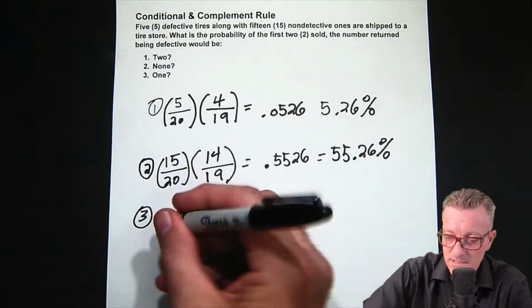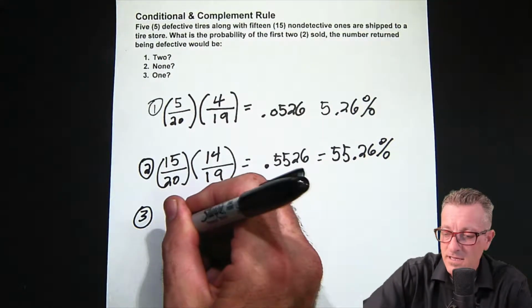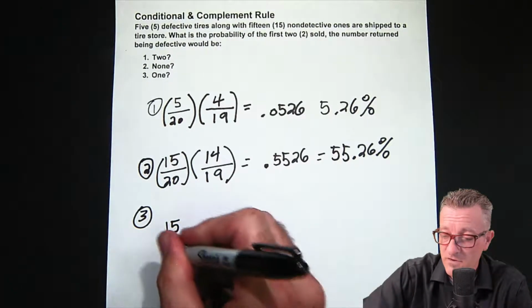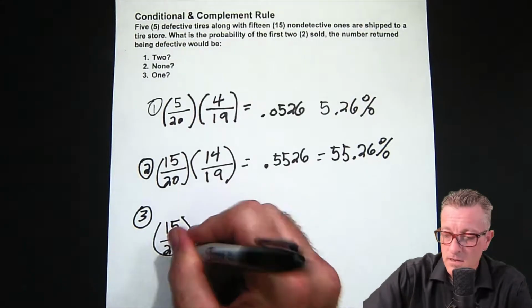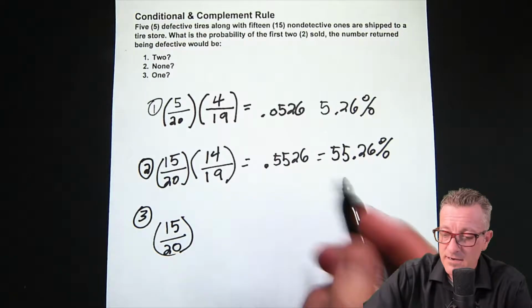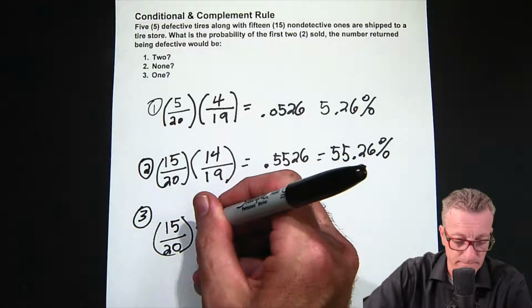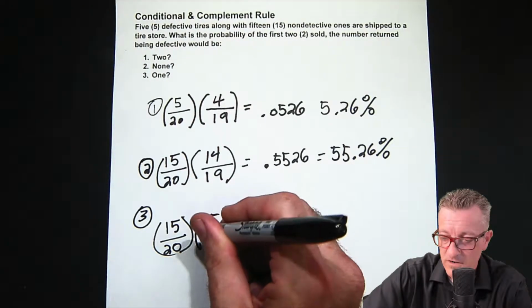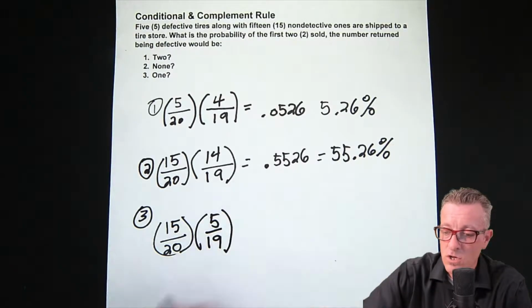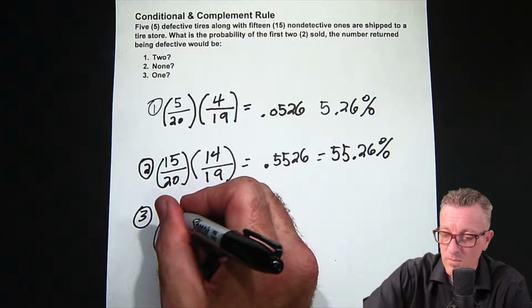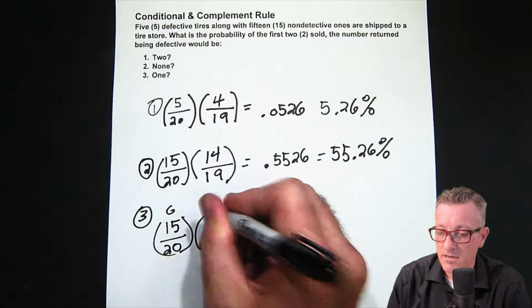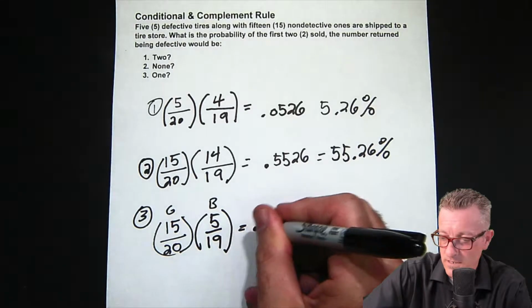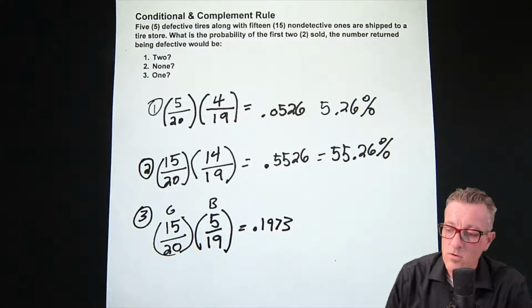Okay, so I have this already written down. The first one is 15, we'll say this is the 1 good, so 15 over 20. So 1 good, 1 bad. So the next would be 5 over 19. So that's good, bad. I'm going to put a little G, B. And then what this equals is about 0.1973.